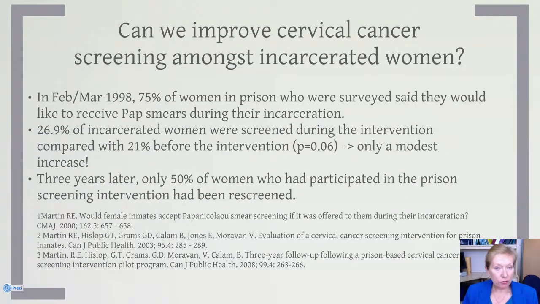So then I thought, well, can we improve cervical cancer screening amongst incarcerated women? We ended up doing an intervention where we tried to improve the screening rates. We did a survey, first of all, of the women and said, if you were offered a pap smear inside prison, would you be interested in having one? Then we designed the intervention. But 3 years later, only 50% of the women who'd participated in the screening intervention actually had been successful in getting rescreened.